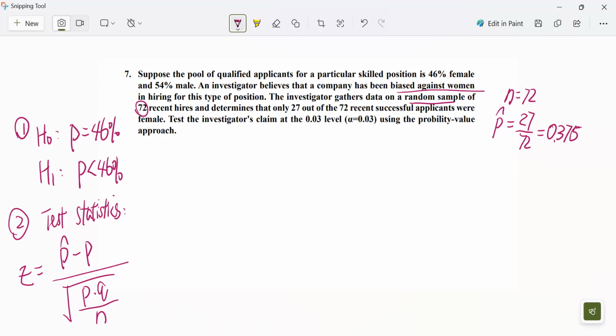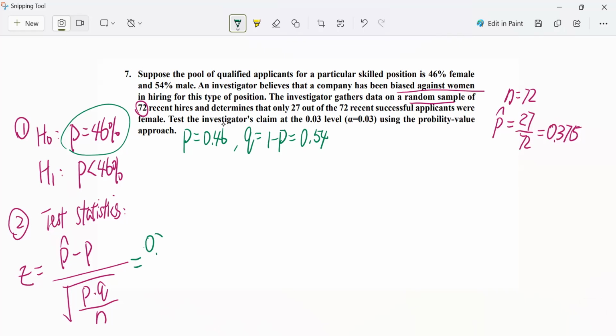And then the P, right? P is given here. So P is 46%, P is 0.46. And Q, the percentage of male employees hired into the position, is going to be 1 minus P, 0.54. We know all those numbers, and just plug into the z-score formula.